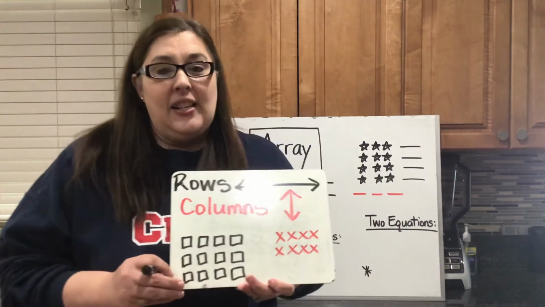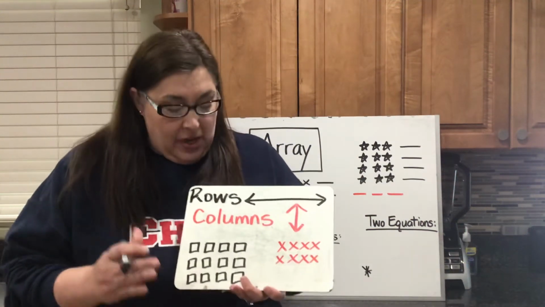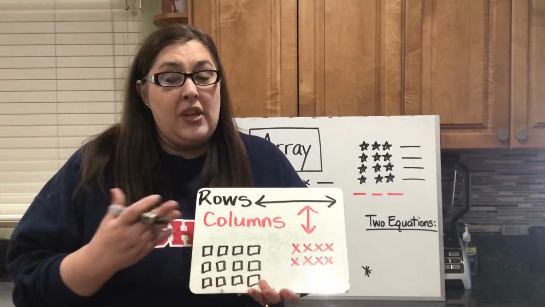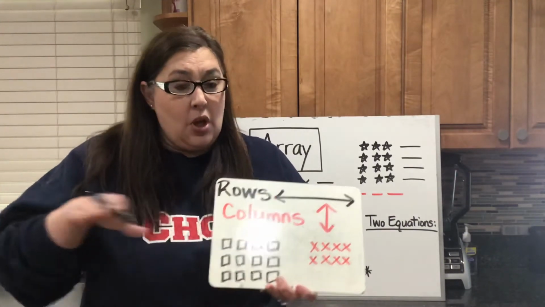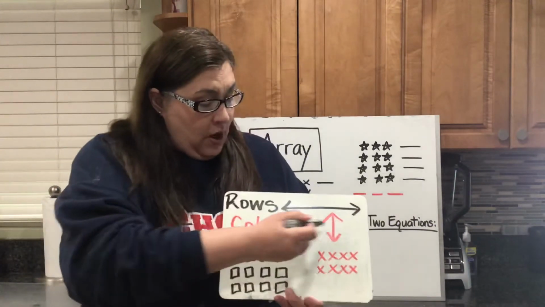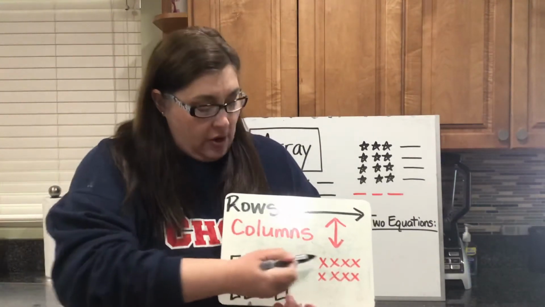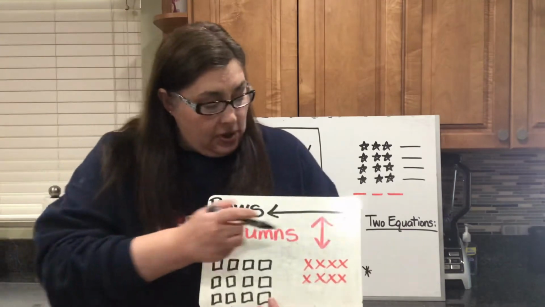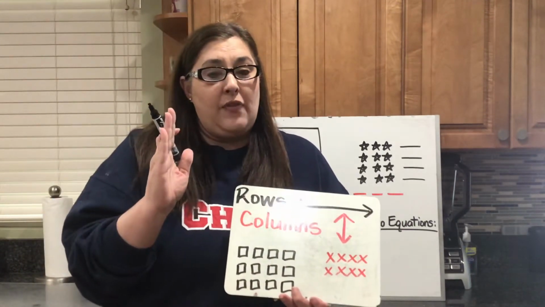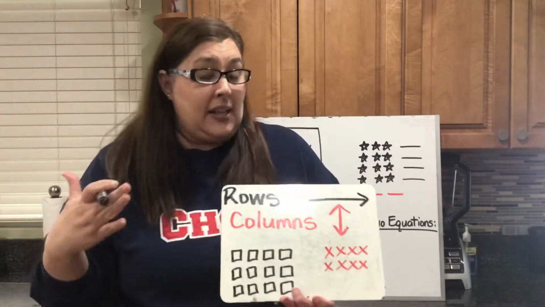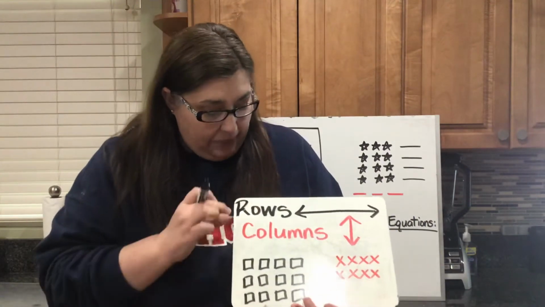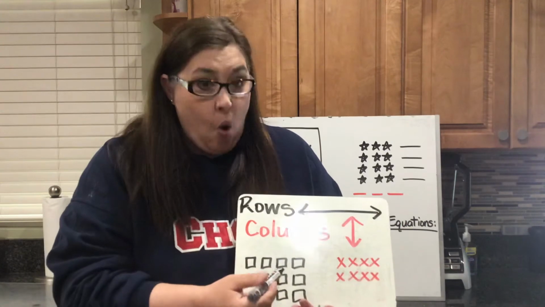All right, so today we're going to start something a little bit different in math. We're going to review first the difference between rows and columns. So a row goes horizontally. So rows go across the board and columns go up and down. So if you're looking at a column, you'll be looking from the top to the bottom, and rows are from side to side.